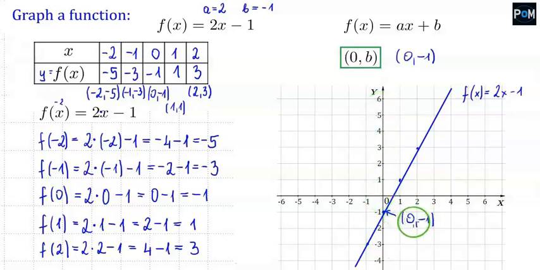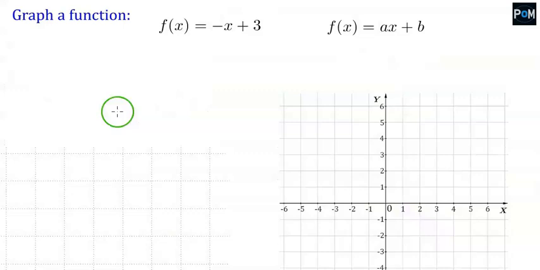(0, -1), so (0, b). In the second task, we need to draw a graph of the function f of x equals negative x plus 3. Let's set our coefficients.